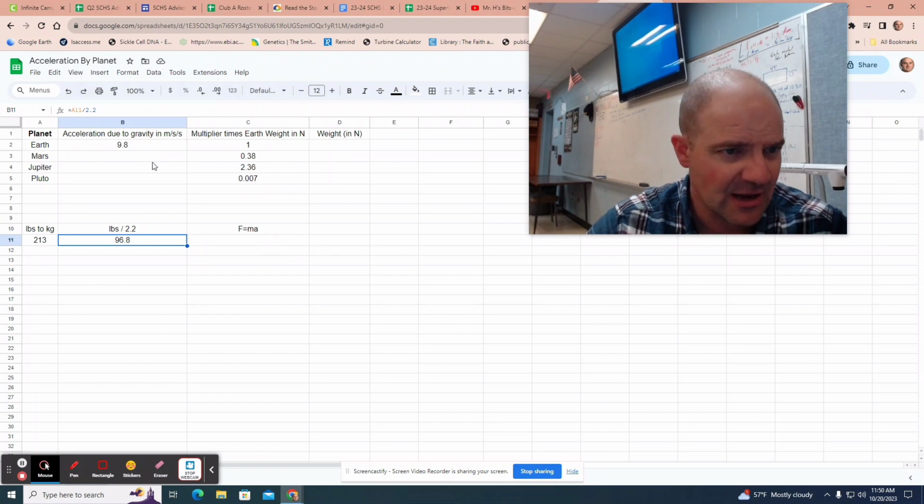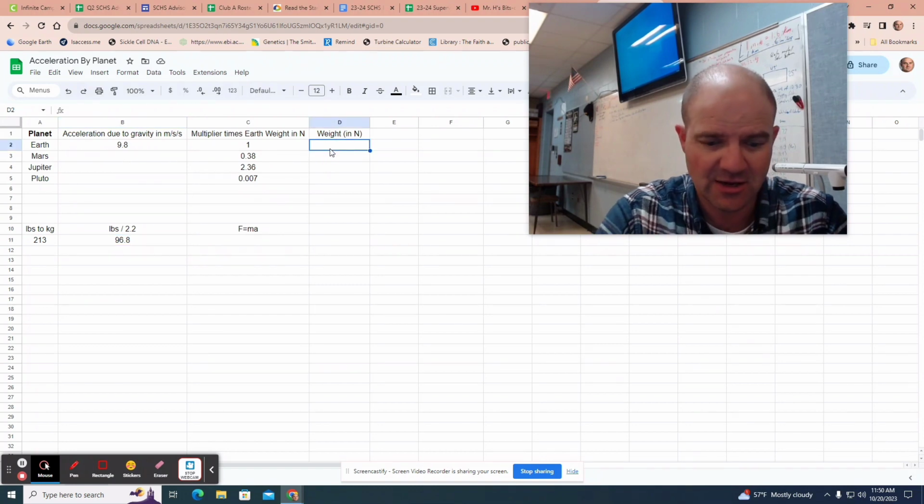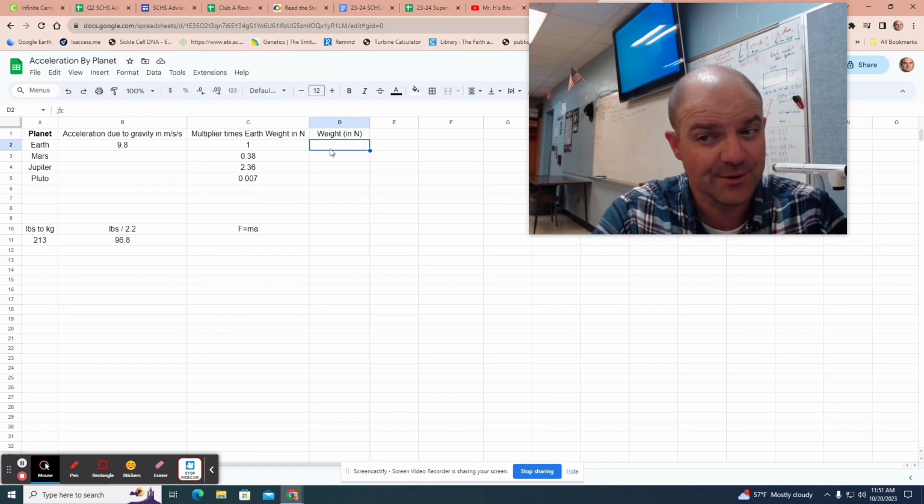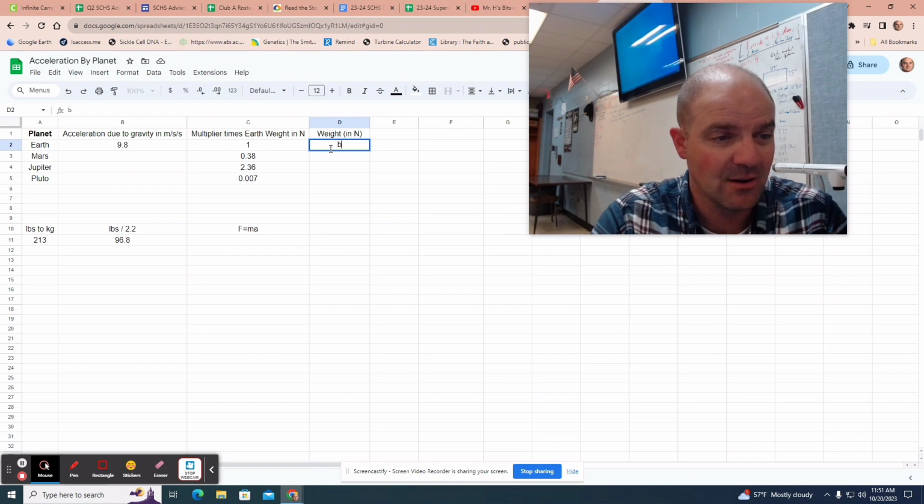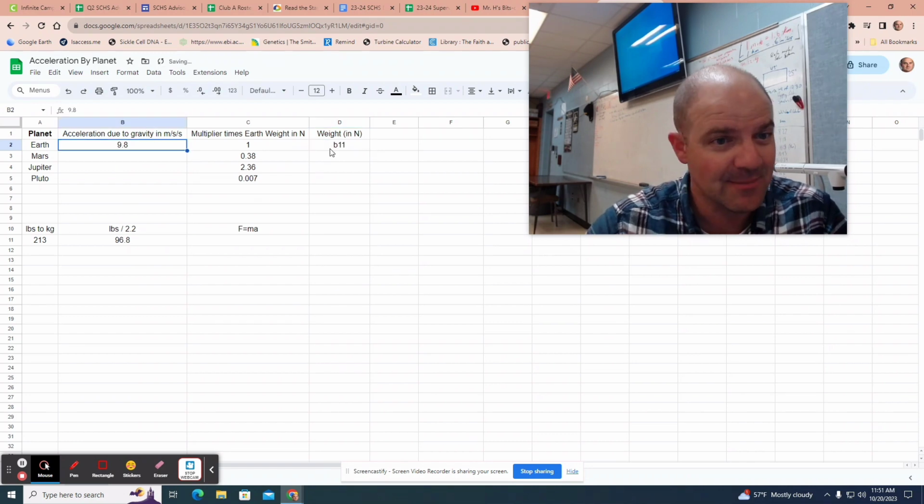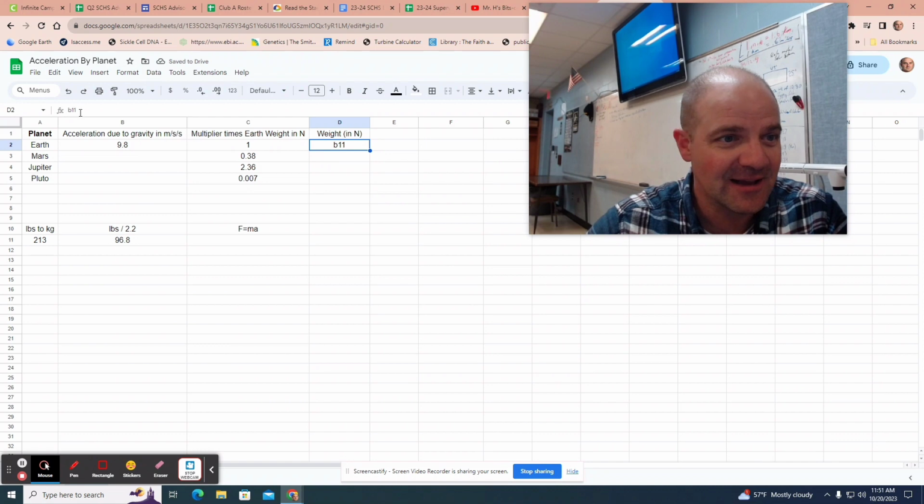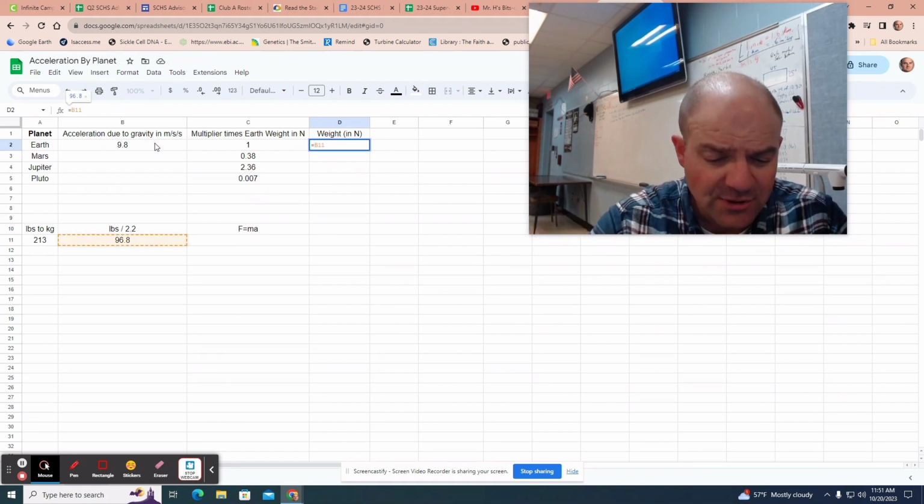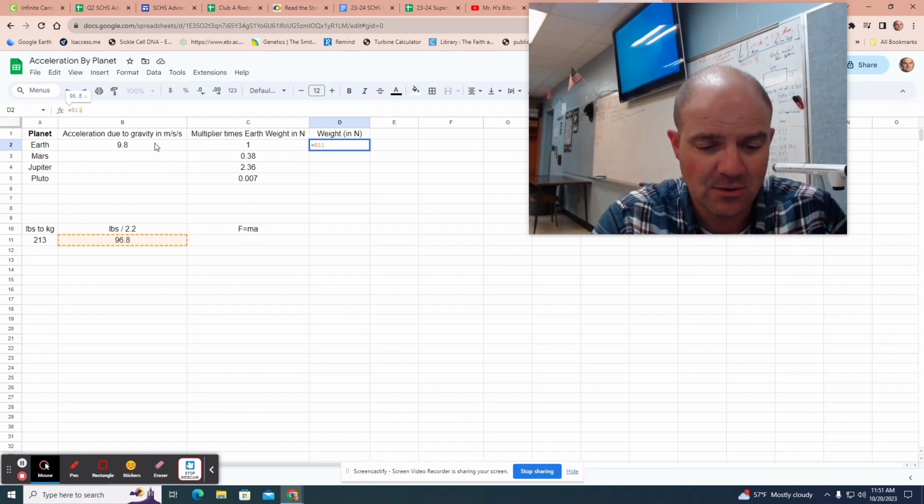So let's see, can I do something swoopy with that? I'm looking for force in newtons, so it's going to be mass. So it's going to be the value from B11. Oop, gotta get my equal sign there first. Come on now. There we go. And if I just do that, it just gives me the value. But then I want to multiply it by the value for B2.